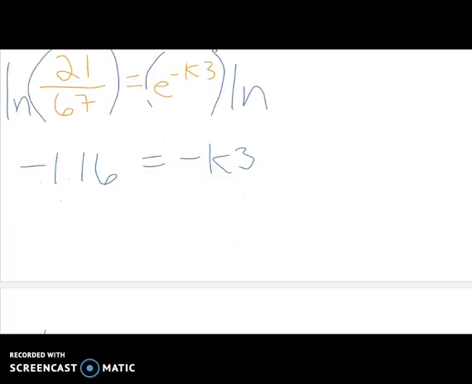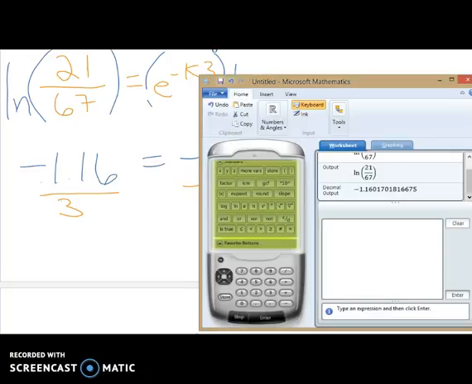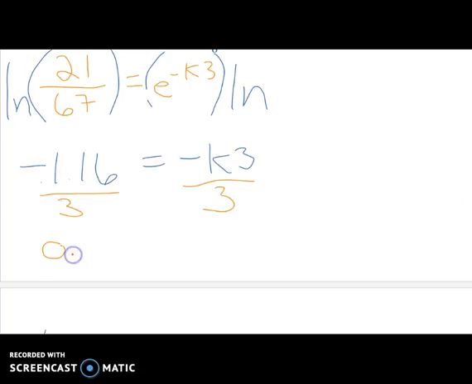From there we can use algebra to solve for k. The first thing we'll want to do is divide each side by 3. And we can use our calculator again to divide negative 1.16 by 3. It gives us an answer of negative 0.39, which equals negative k. And that might seem okay that we have the answer there, but not quite.